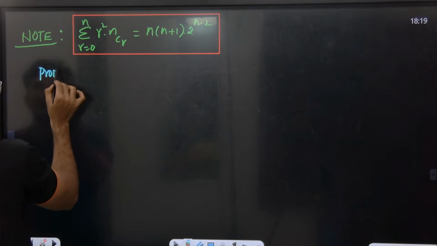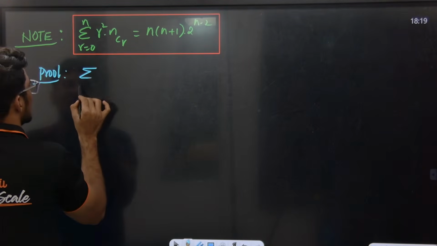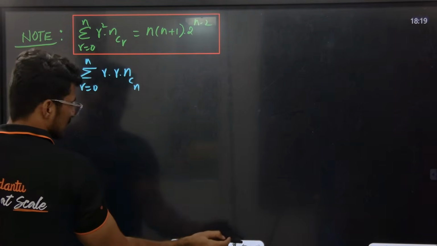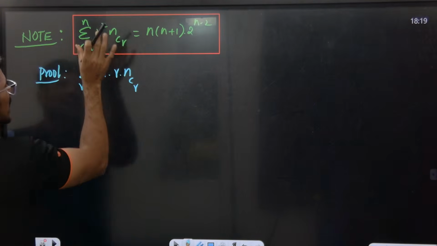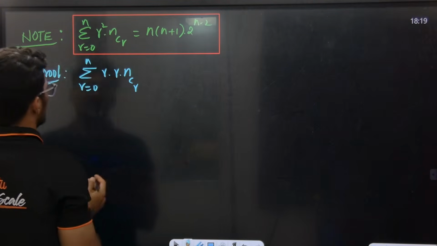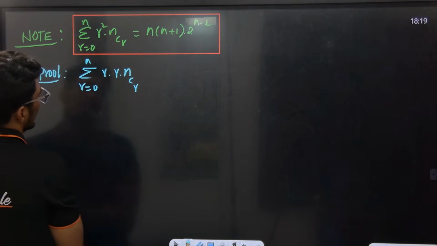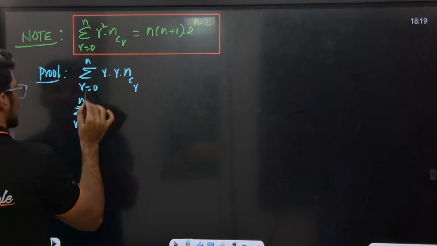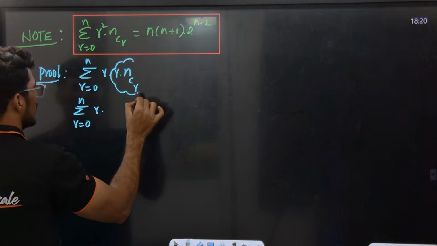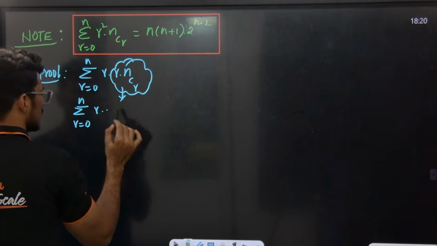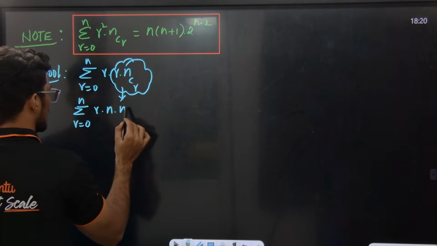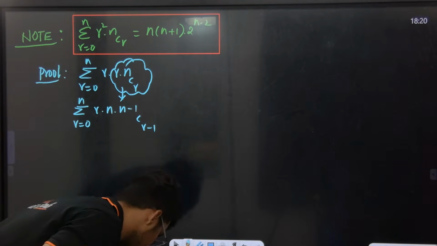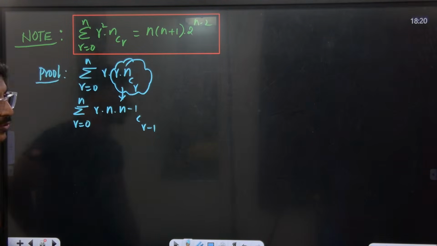You can do this. How do we do this? Sigma r is equal to 0 to n of r square, let me write it as r into r, nCr as it is. So this is the left hand side. Now what I'll do is, r is equal to 0 to n as it is, and r into nCr can be written as what? n into n minus 1 C r minus 1. Correct? Are you getting the point or not? Tell me. By using property number 4.